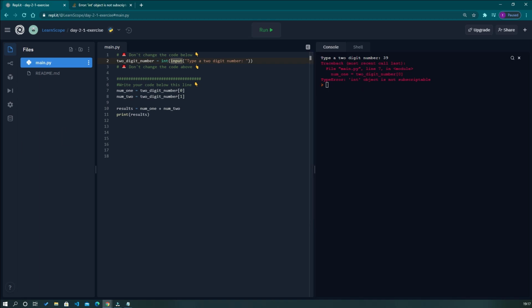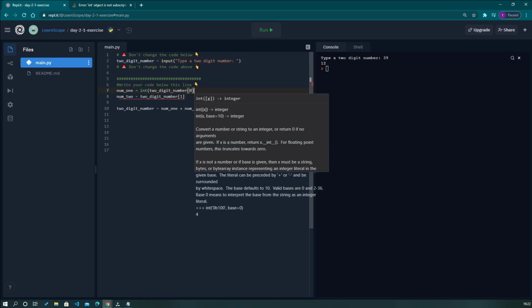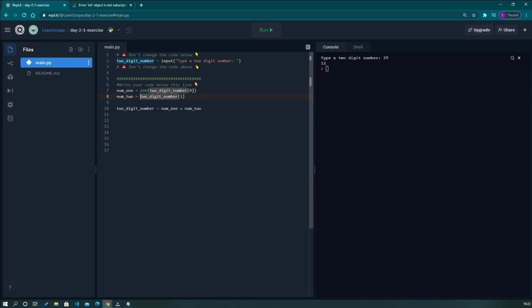Okay, I'm going to pause the video and just have a quick look at the solutions. Okay, yeah, I figured out what the mistake was. Instead of printing out the result, I need to print out the two-digit number, which makes sense because that's where the input comes from. And instead of wrapping this in an int, I need to do it for the values so I can add them. So int there, int there. Number 1, number 2.